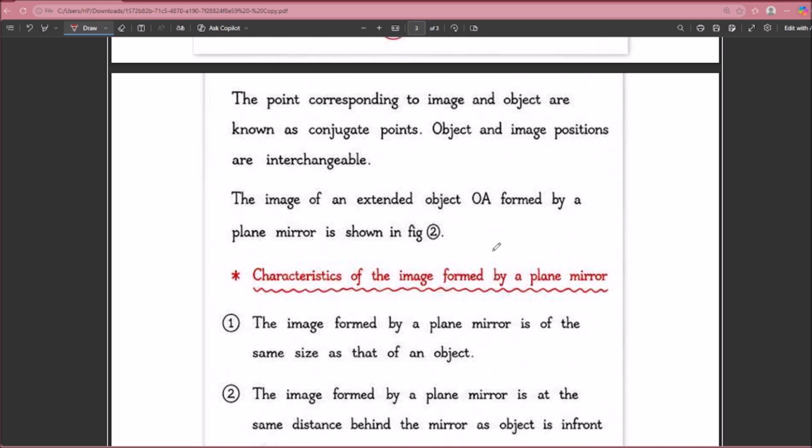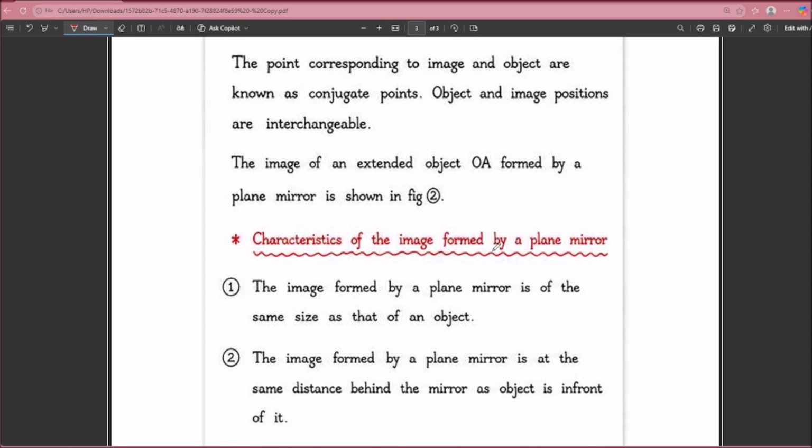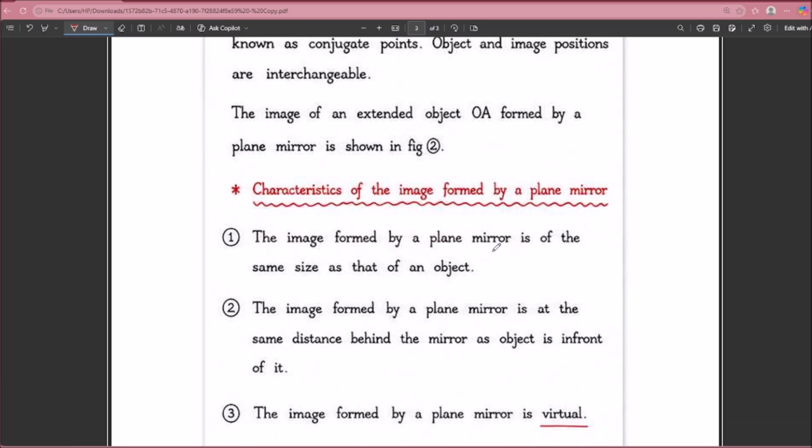Now, what are the characteristics of the image formed by the plane mirror? The image formed by a plane mirror is of the same size as the object. That means the size of the object and the size of the image are the same. The image is formed at the same distance behind the mirror as the object is in front of it. That means if the object is placed here at a distance of 2 meters from the mirror, then the image will be formed here, also at a distance of 2 meters.